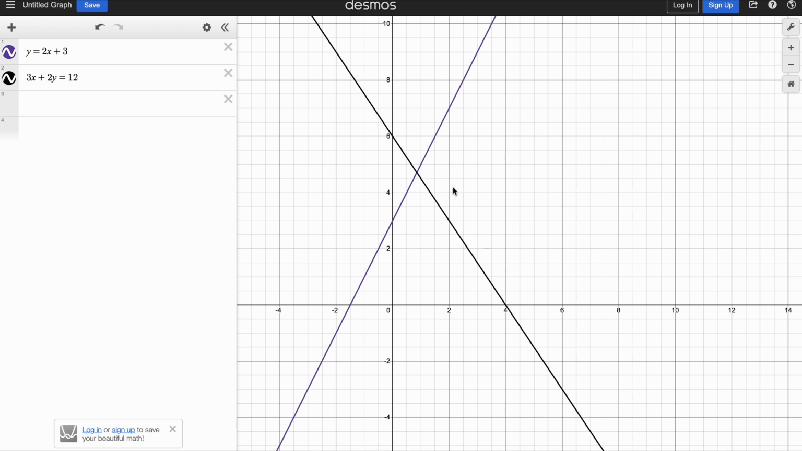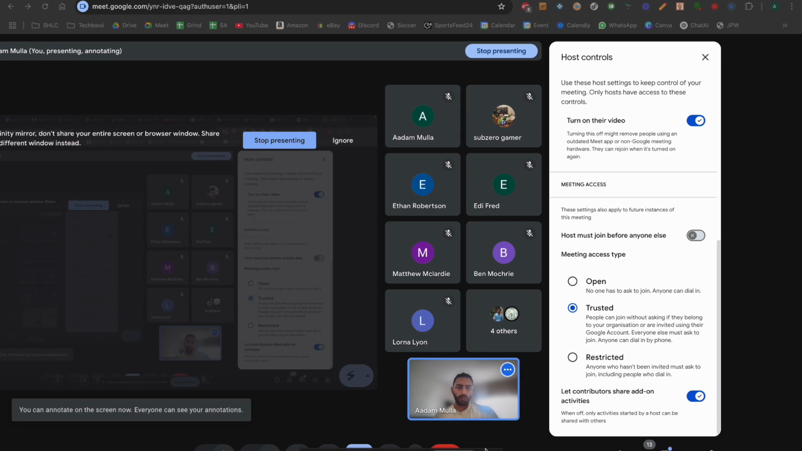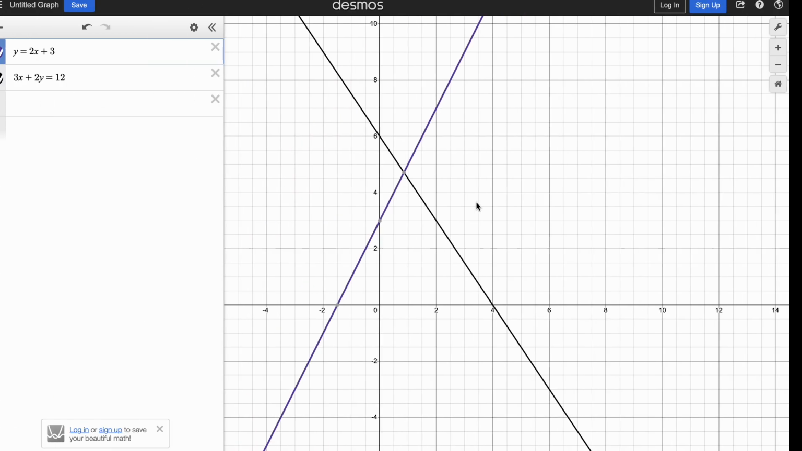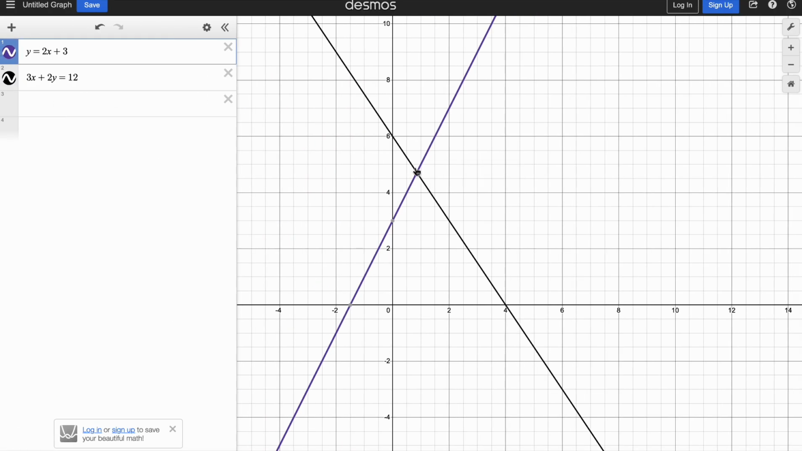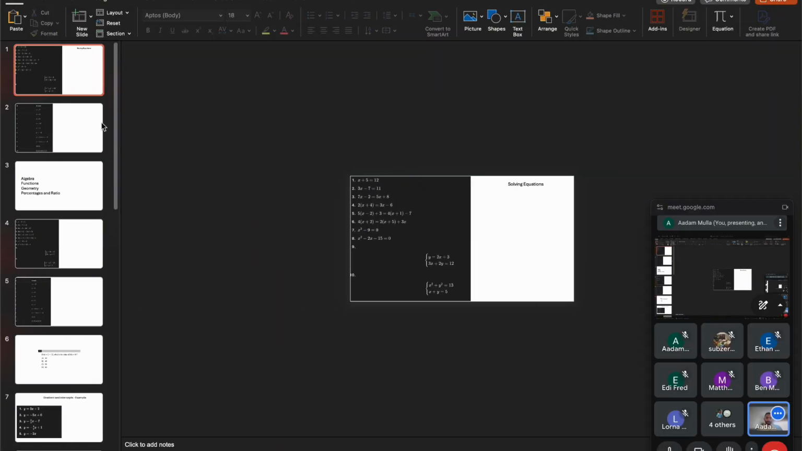I think my screen disappeared for a few seconds. Just checking, can everyone still see it? Okay. In the chat, can you write down what the x and y solution is for that equation?